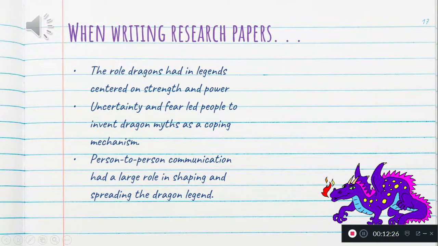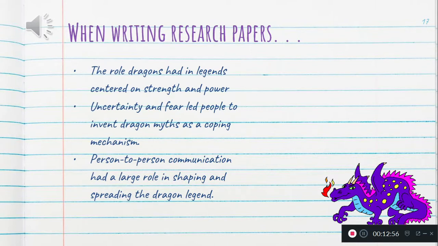So now that we've done an analysis of each individual source, we can finally create our synthesis based on what all 3 sources say together. To repeat, these are the conclusions we made of each individual source. First, that the role dragons had in legends centered on strength and power. Also, uncertainty and fear led people to invent dragon myths as a coping mechanism. And finally, person-to-person communication had a large role in shaping and spreading the dragon legend.